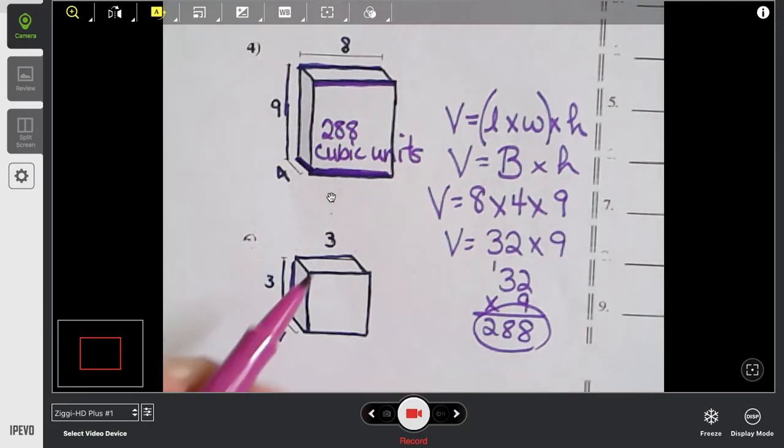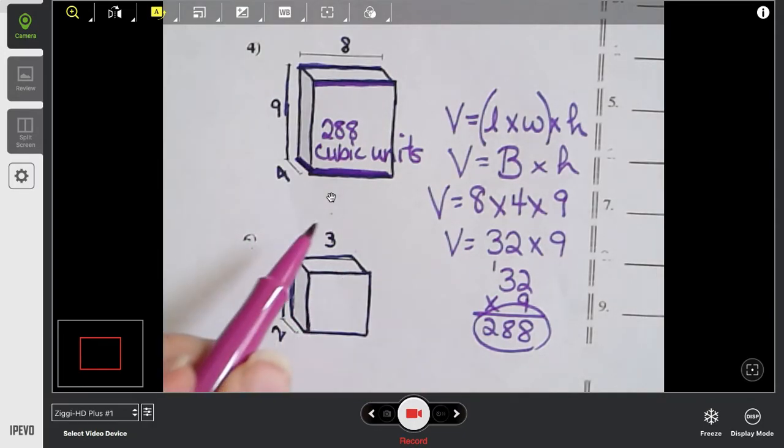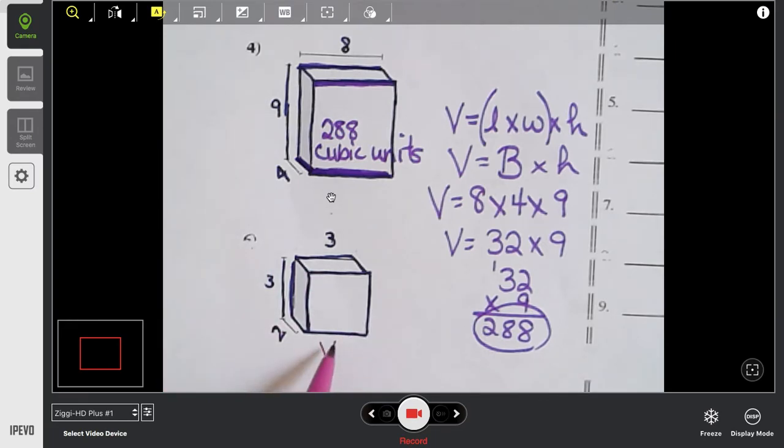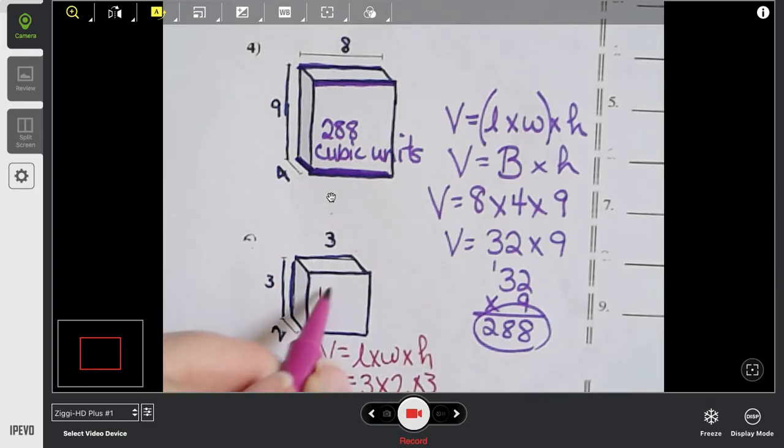All right, let's do one more. Let's look at this one. This one is almost a perfect cube because it's 3 by 3 by 2, but because this one's different, it's not a perfect cube. So volume equals length times width times height. So volume is 3 by 2 by 3. 3 times 2 is 6, times 3 is 18. So this one has a volume of 18 cubic units.